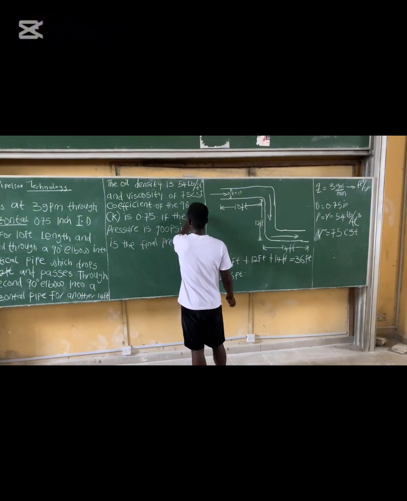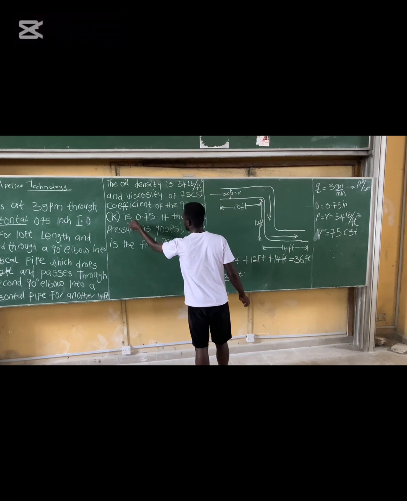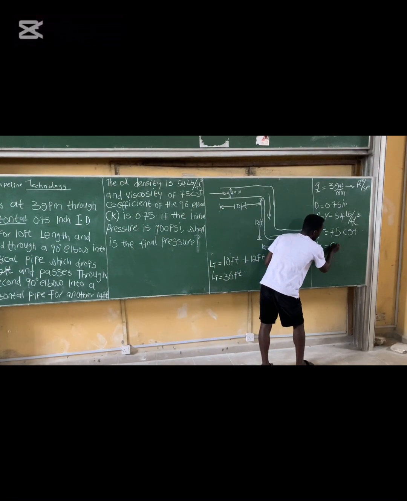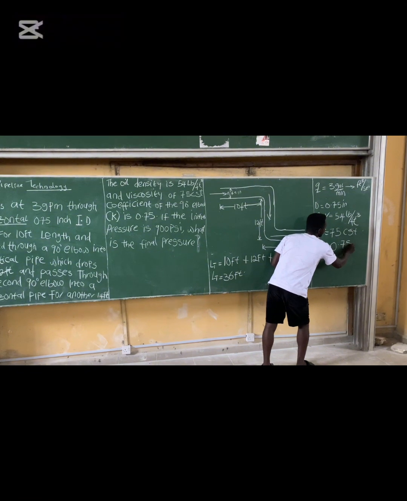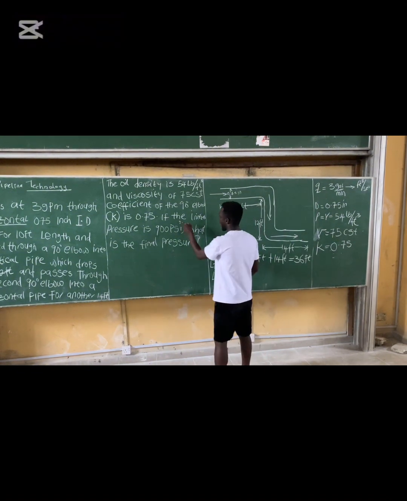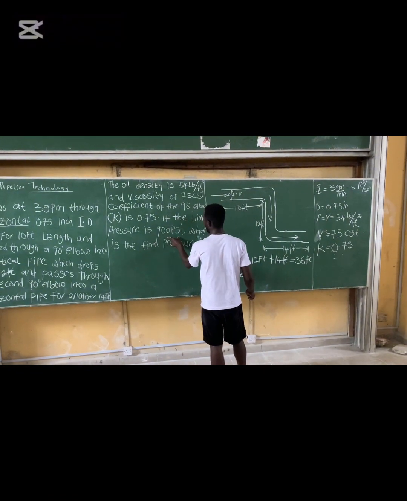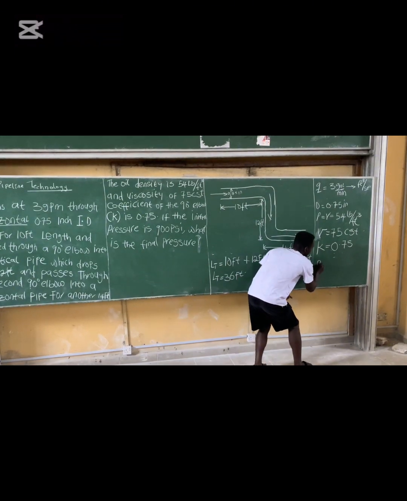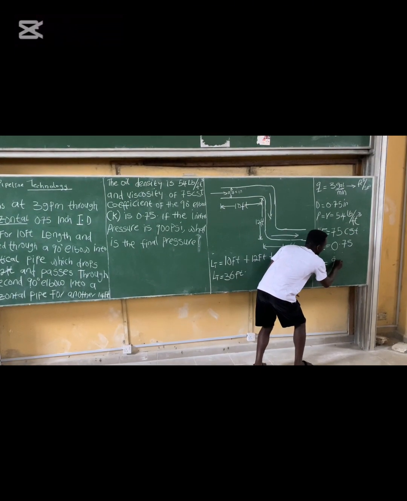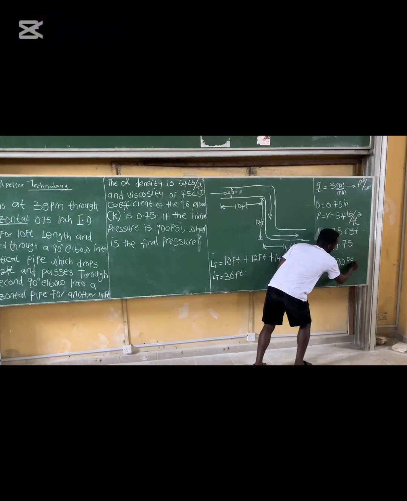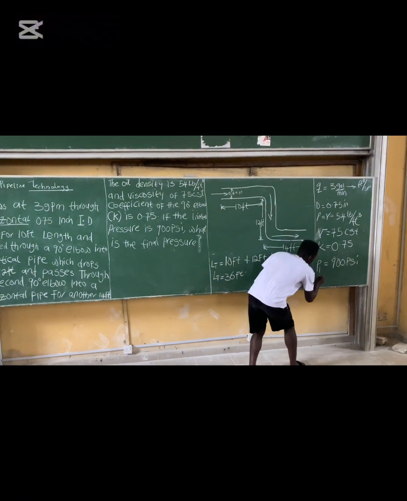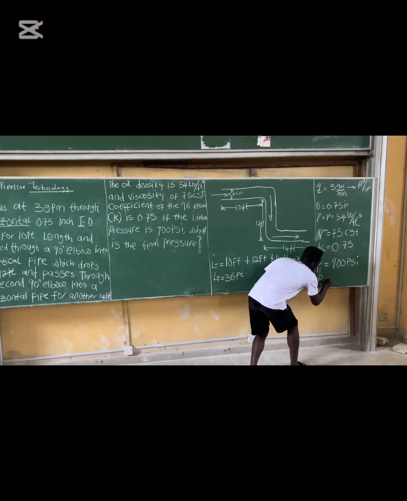Then they gave us the coefficient of the 90-degree elbow K. They said K is equal to 0.75. If the initial pressure is 900 psi, they gave us P1. They said P1 is equal to 900 psi. What is the final pressure, P2? So we are looking for P2.